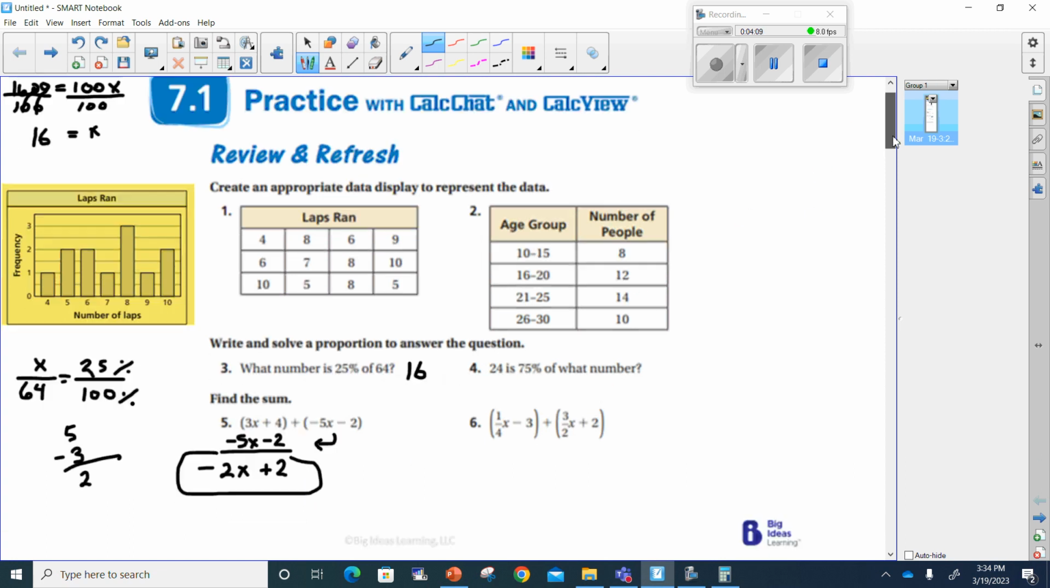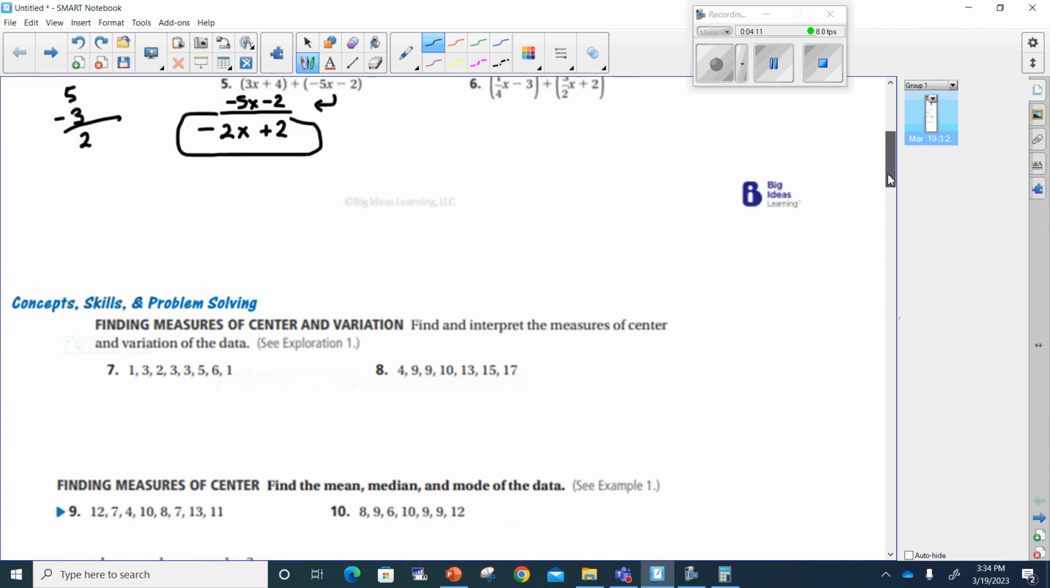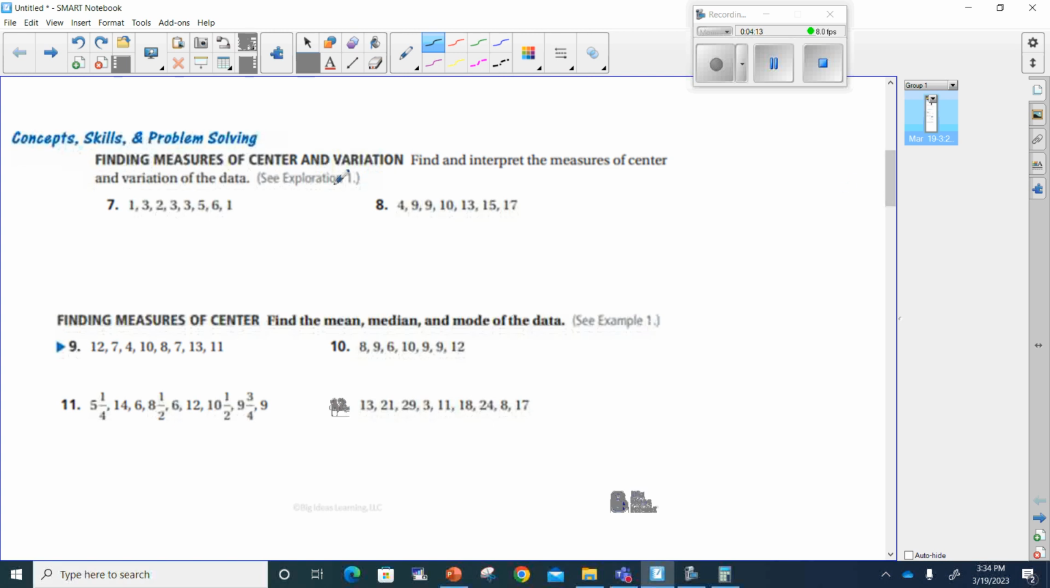All right, let's move on. Go on to number 7. Finding measures of center and variation. Find and interpret the measures of center and variation of the data.